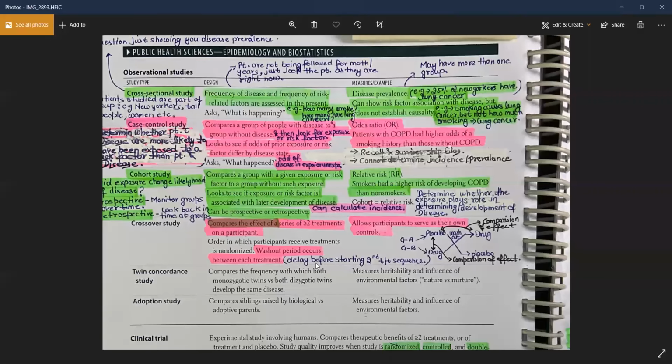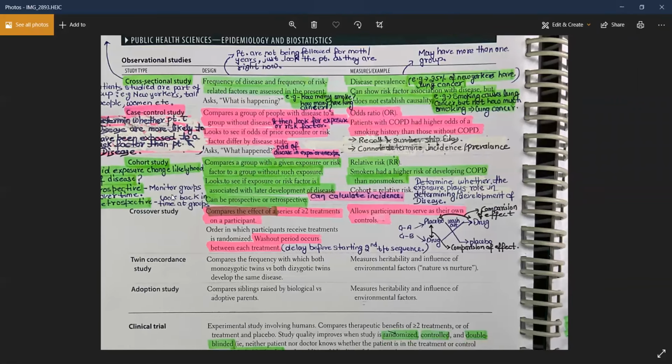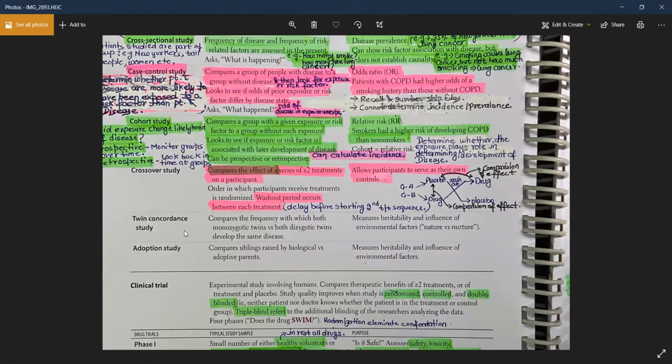Then let's go back to First Aid and talk about the twin concordance study. It is a kind of study where you want to know the association of a set. Could you please go back to your page? Can I take a picture of your explanation, please? I will share the file in the group. Don't worry about it. Okay, thank you.